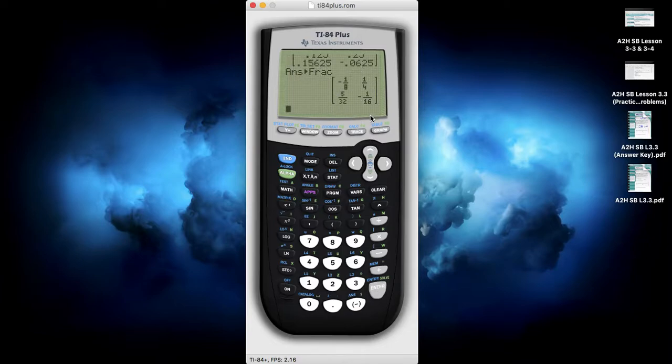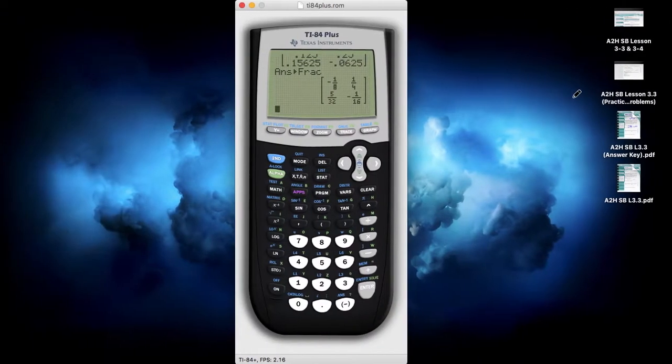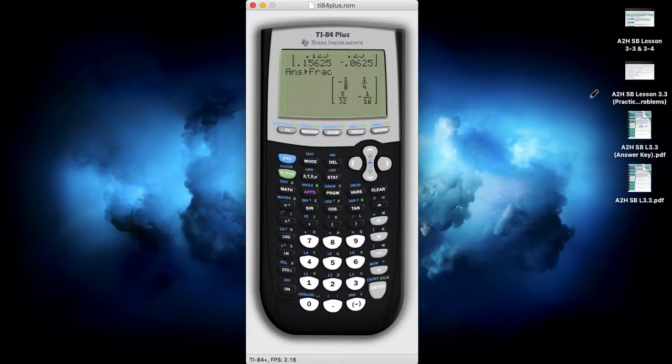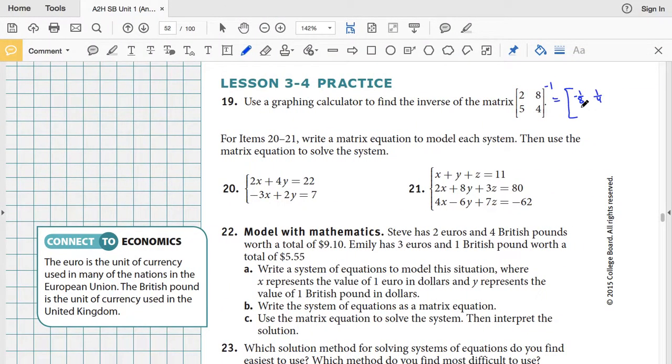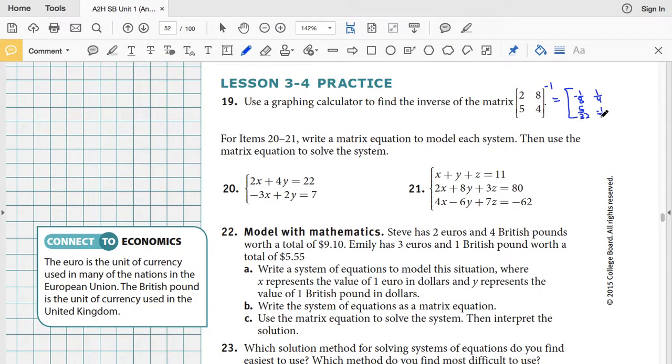So the solution would be -1/8, let's see here. So let's do the inverse. Make that a little bit neater. The inverse of this is equal to -1/8, 1/4, 5/32, and -1/16. And there we go.